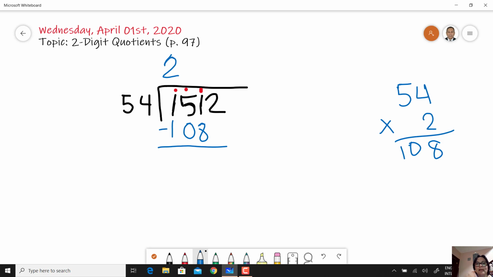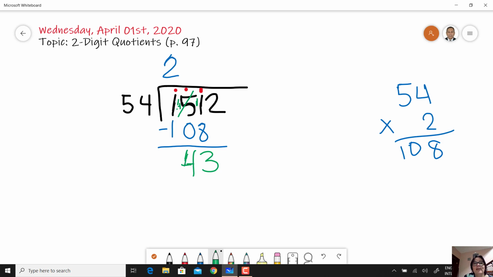And then we have to subtract. Can you say 1 minus 8? No, right? So 5 becomes number 4. And 1 becomes 11 because 5 is going to lend a unit to number 1. So now we have 11 minus 8. So we have the answer that is 3. Excellent. And 4 minus 0, because remember that 5 became 4. 4 minus 0, 4. Excellent.